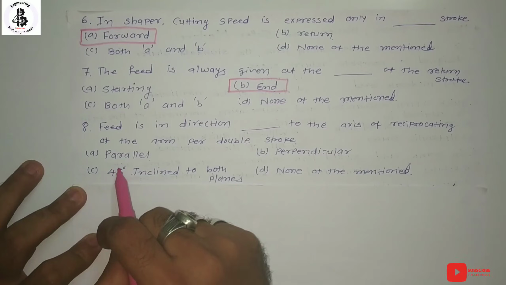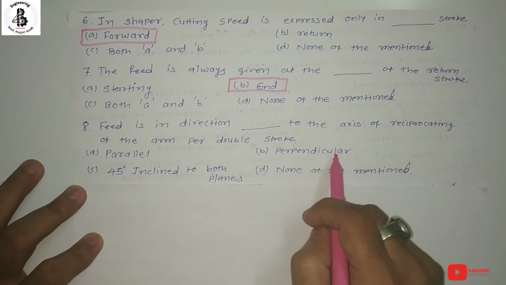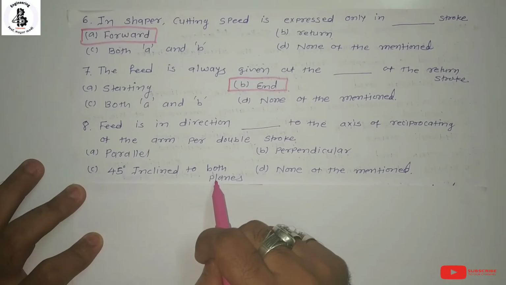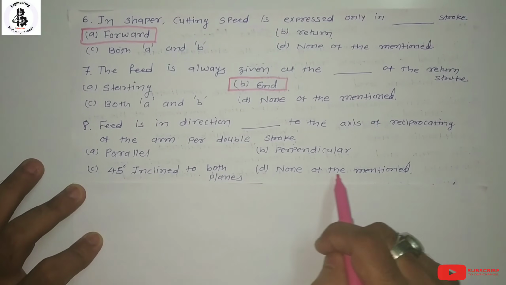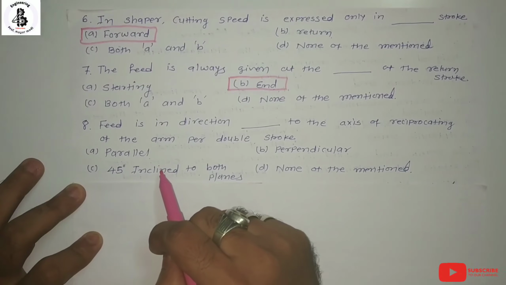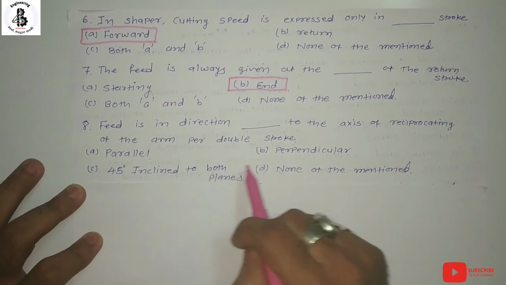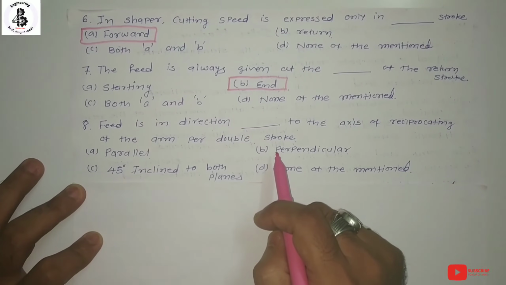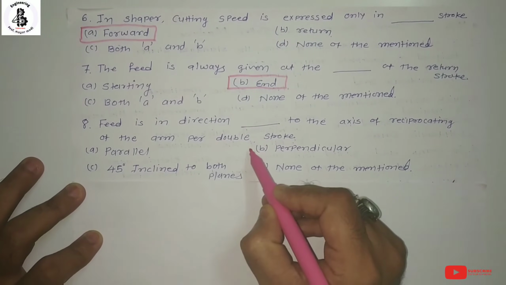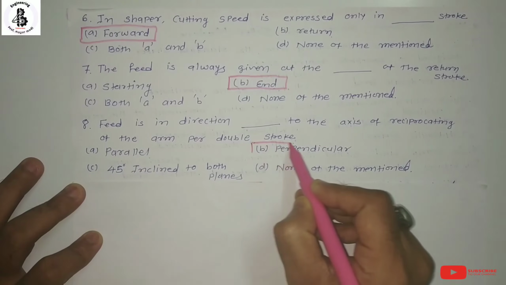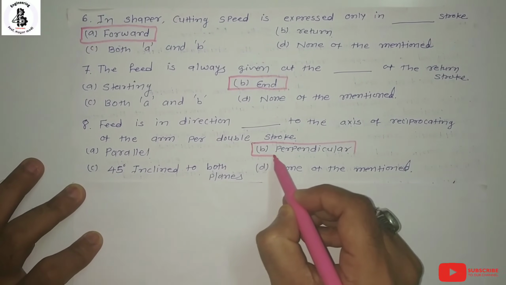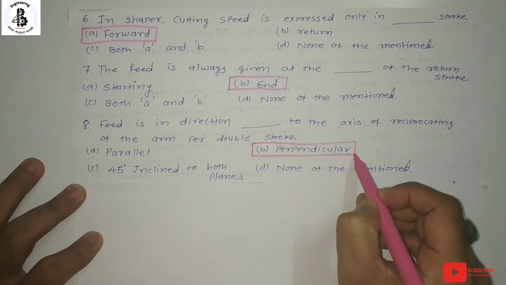The next, feed is in which direction to the axis of reciprocation of the ram per double stroke? Option A parallel, option B perpendicular, option C 45-degree inclined to both the planes, and option D none of the mentioned. So basically feed is in the direction perpendicular to the axis of reciprocation of the ram per double stroke. That is the proper positioning for easily cutting the material in SHAPER, PLANER and SLOTTER. So option B, perpendicular.